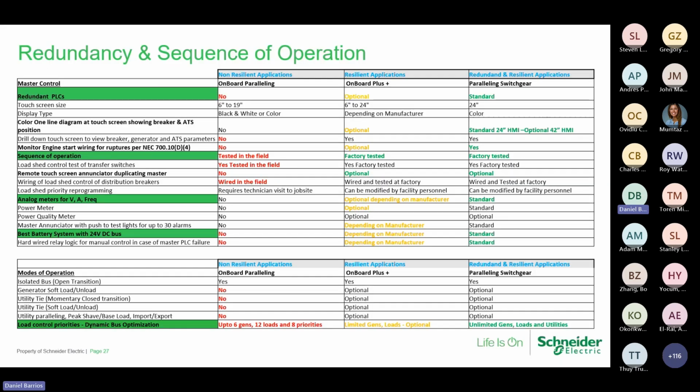The master control comparisons. Okay, now you're looking at each of the three. Redundant PLCs on the left side, no. The load management is optional. Yes, we have room. We can put redundant PLCs. The touch screen, obviously, we're up to 24-inch or such. We're back to the sequence of operation tested. You'll also notice that the analog meters on the left side, you cannot get them. However, in the intermediate or the resilient, yes, you can get those. They're standard on the right-hand side.